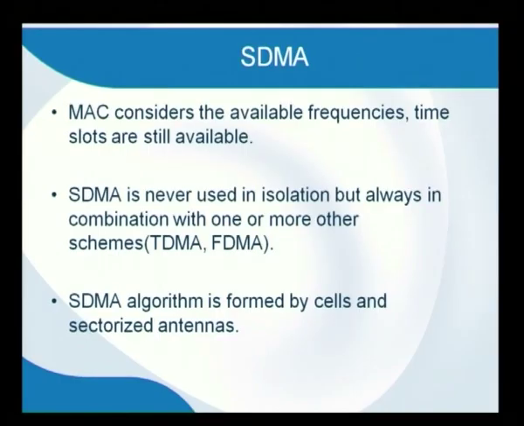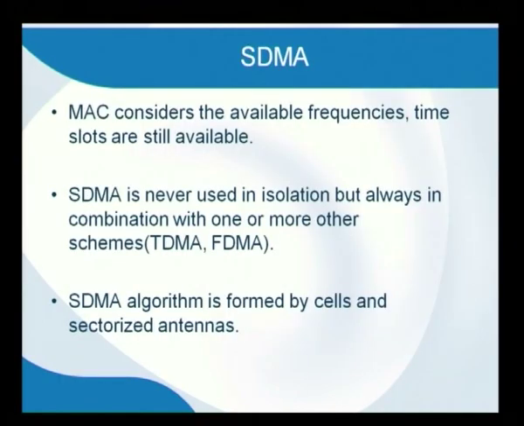MAC considers the available frequencies and the time slots that are still available. So, based on the available frequency, it will allocate the base station. And SDMA is never used in isolation. So, in the GSM network, the SDMA access mechanism is never used in isolation. After sectorizing the area, the GSM network will use TDMA as well as FDMA to serve the users. So, the SDMA algorithm is formed by cells and sectorized antennas.